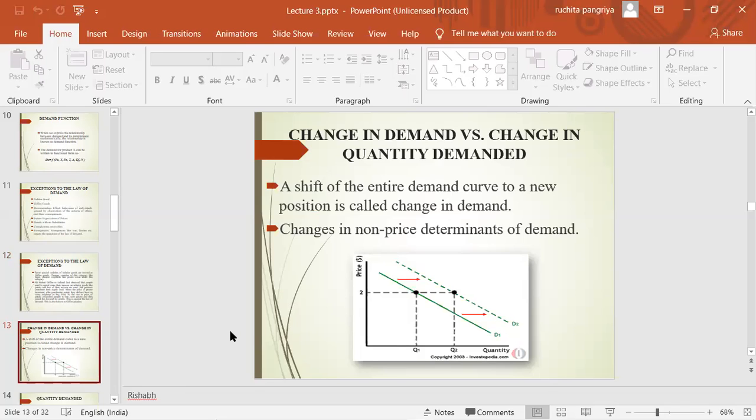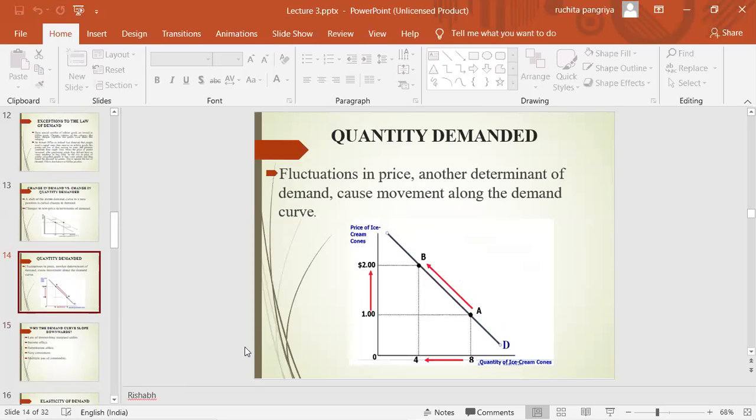Now let's discuss what are the different shifts and movements in the demand curve. So fluctuation of price, unlike other determinants of demand, causes movement along the demand curve. So movement is only because of the fluctuation in price, not other things.